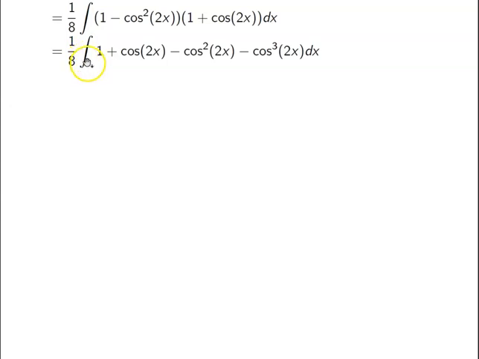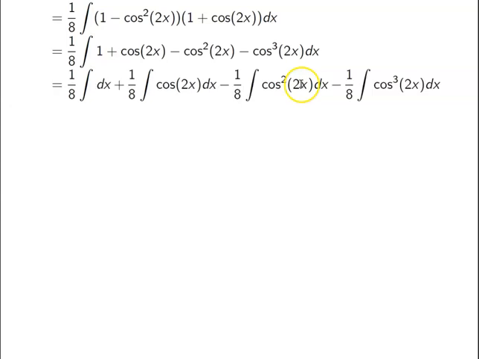We're going to distribute this integral sign across into 4 different functions. And each of those 4 functions has a different way that we'll approach the integration, right? This one we can do a u-substitution with a 2x. It's pretty straightforward. We've seen how to do this quite often. Here we have a cosine squared of 2x, so we're going to have to do a little bit of work here. And here, cosine cubed of 2x, we're going to have to do something different there as well.